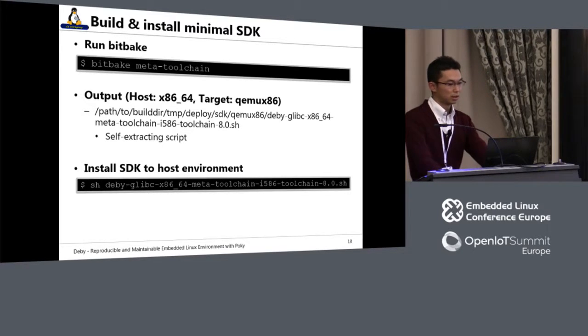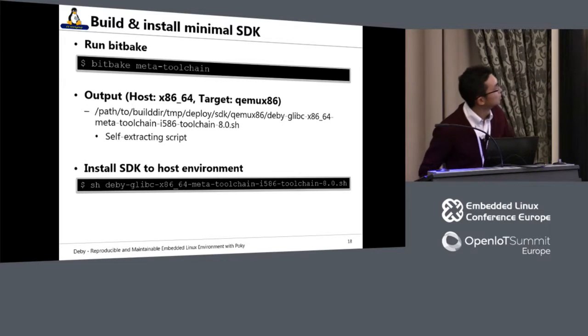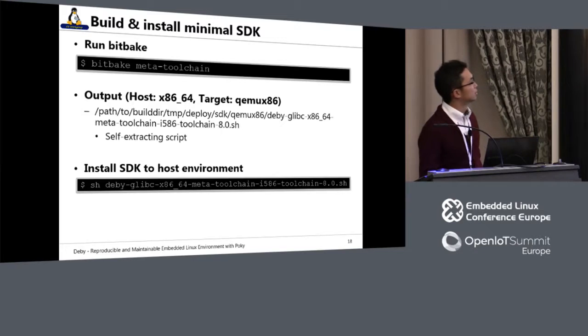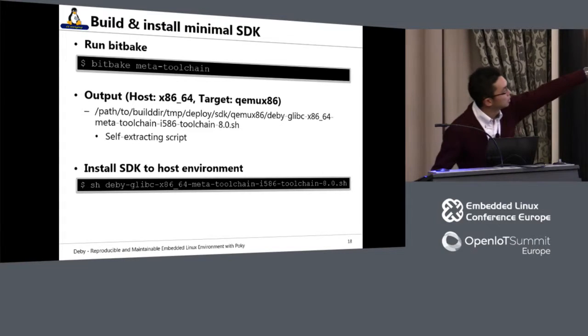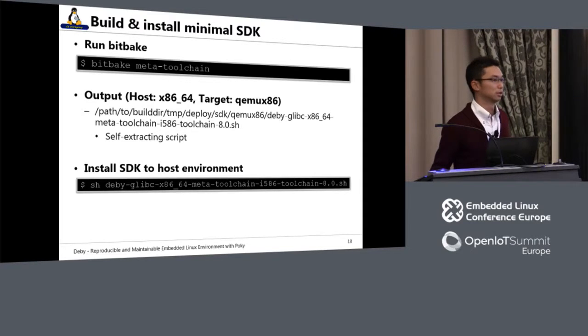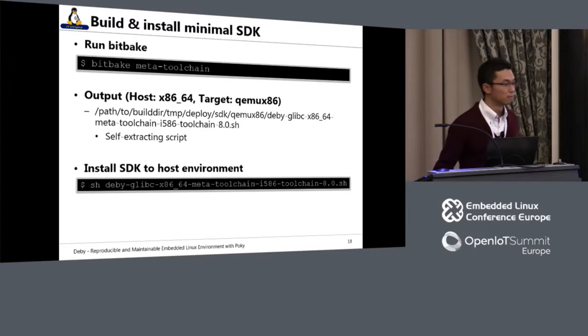The next step is to build the SDK with this command, bitbake meta-toolchain. The output is generated in this directory. This file is just a self-extracting script, so you can easily install the SDK into your host system just by running this script.